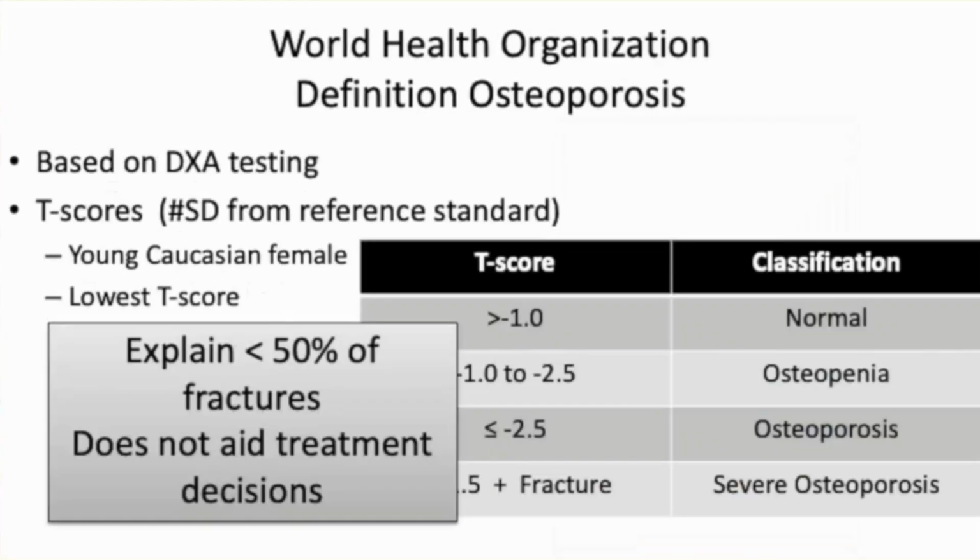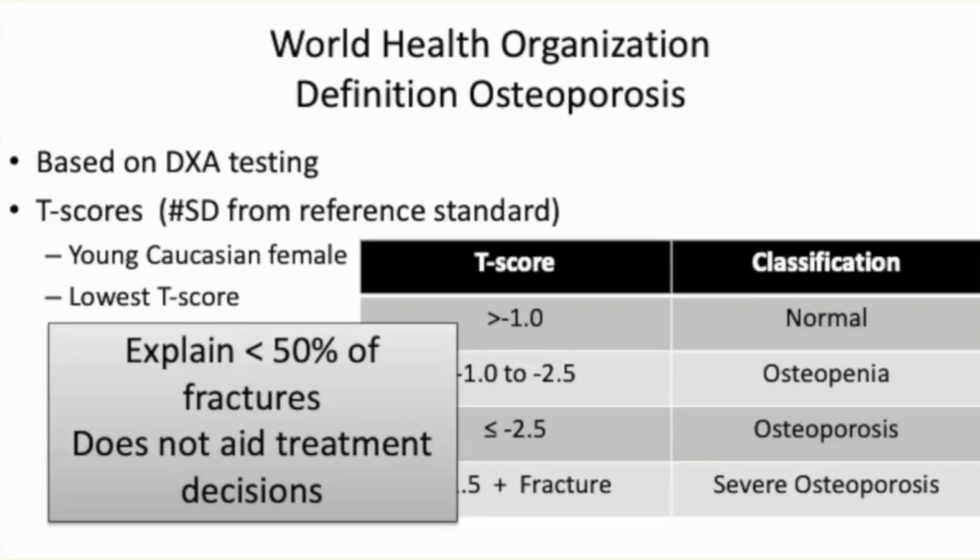Now, I think we're all familiar with the World Health Organization classification or definition of osteoporosis based on T-scores. Greater than -1 is normal, -1 to -2.5 is called osteopenia. It's also now called low bone mass. You may hear that term. And then less than or equal to -2.5, that's osteoporosis. And severe osteoporosis is the same T-score, but with the presence of a fracture.